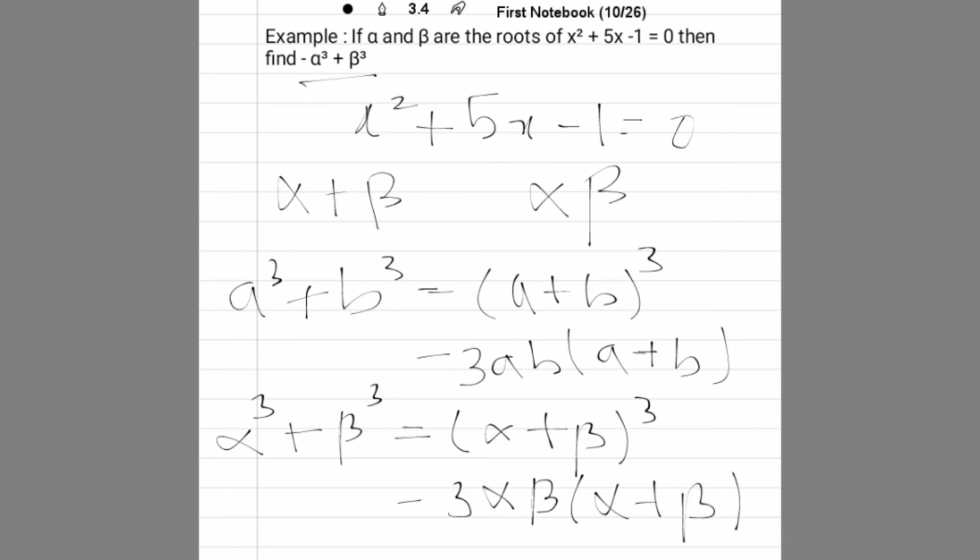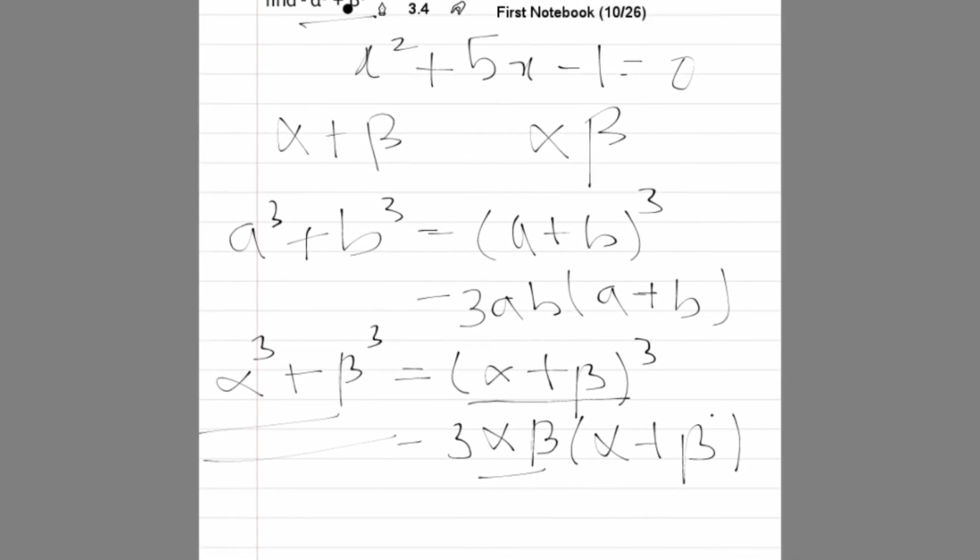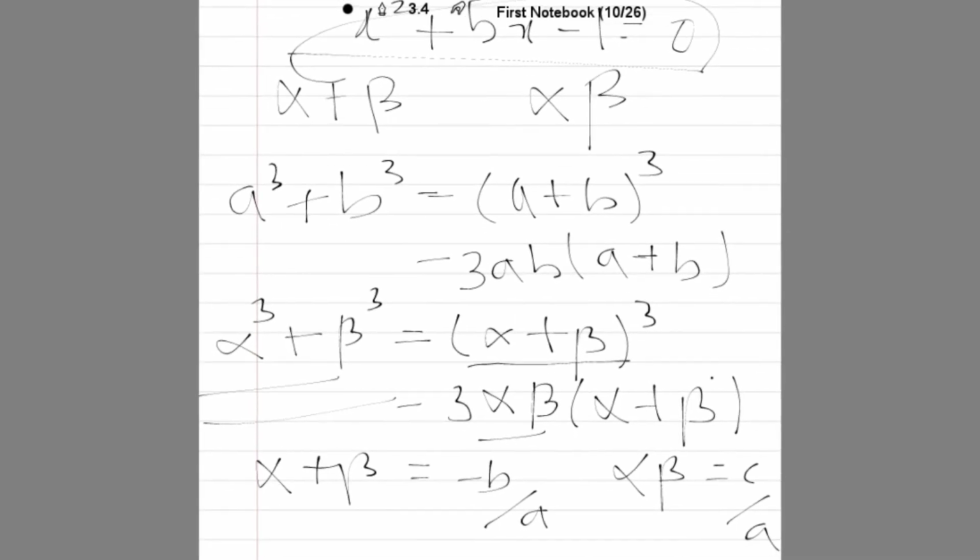Now to get this value, we need the values of alpha plus beta and alpha into beta. After we get those values, we can directly substitute them here and get the value. So this is what we have to do. Now how we will get those values: we have the relations alpha plus beta is equal to minus b upon a, and alpha into beta is equal to c by a. So we have to use this and get the values. For getting the values of a, b and c, we need to compare this equation with the general form of the quadratic equation. From that we get a is equal to 1, b is equal to 5, and c is equal to minus 1.